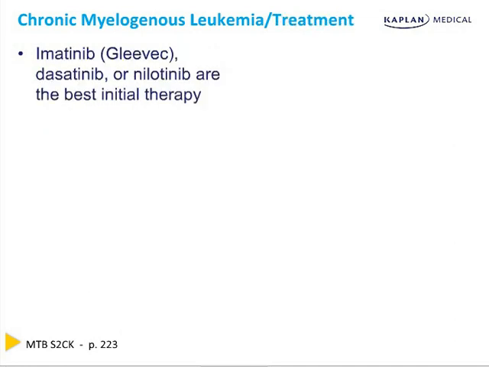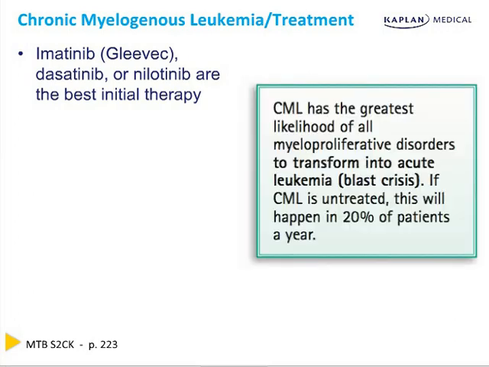The best initial therapy for CML is imatinib, the tyrosine kinase inhibitors. Imatinib, dasatinib, nilotinib, they're the best initial therapy. CML has the greatest likelihood, however, of all the myeloproliferative disorders to transform into acute leukemia, about 20% a year. Imatinib and the tyrosine kinase inhibitors stop that. They really do. They take a disorder, CML, that was almost 100% fatal at 5 years and make it almost 100% survivable at 5 years. Wow. So if the question says initial therapy, it's imatinib, dasatinib, nilotinib.